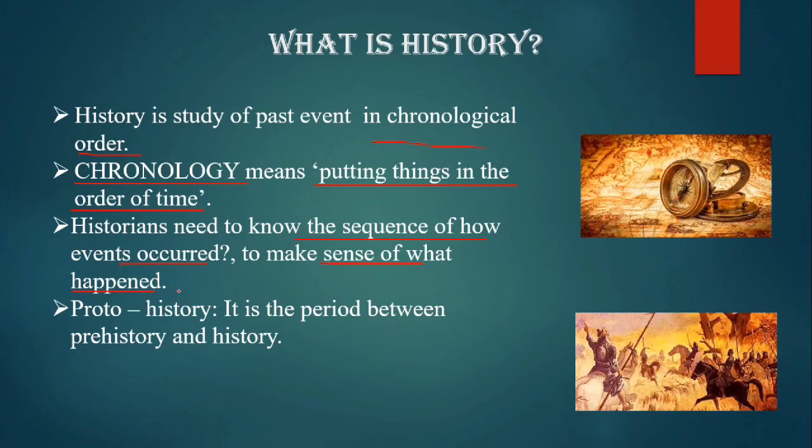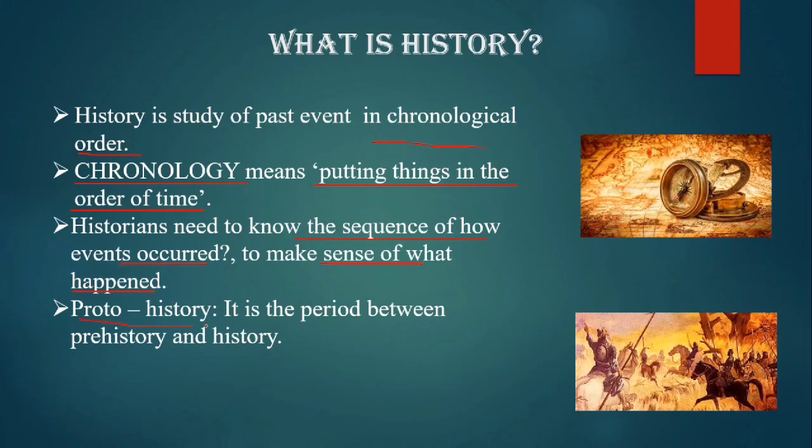Historian means the person who studies, who does research about history, who writes about history. They are known as historians. They need to know the sequence. Sequence means order. Which one happens first? That is the sequence of order, so that they are able to understand the events properly.